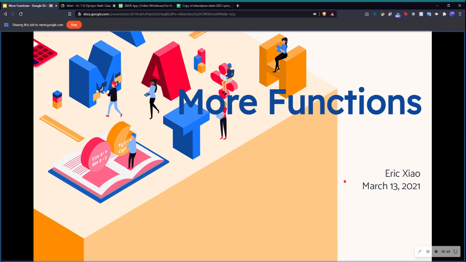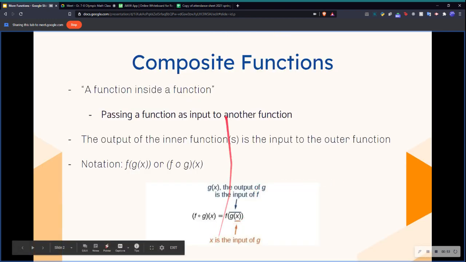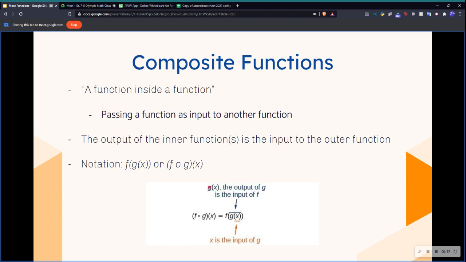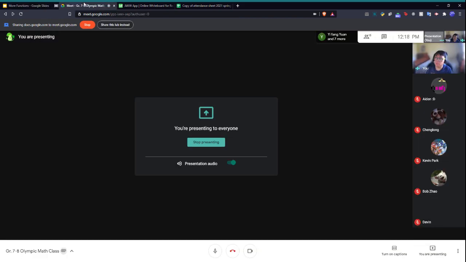But let's move on. So hopefully you remember what a function is, right? Remember, a function is like, for example, g of x, right? So g is the name of your function, and whatever's inside your brackets is your input, right? And then that would just produce an output. That's the review of what a function is, right?